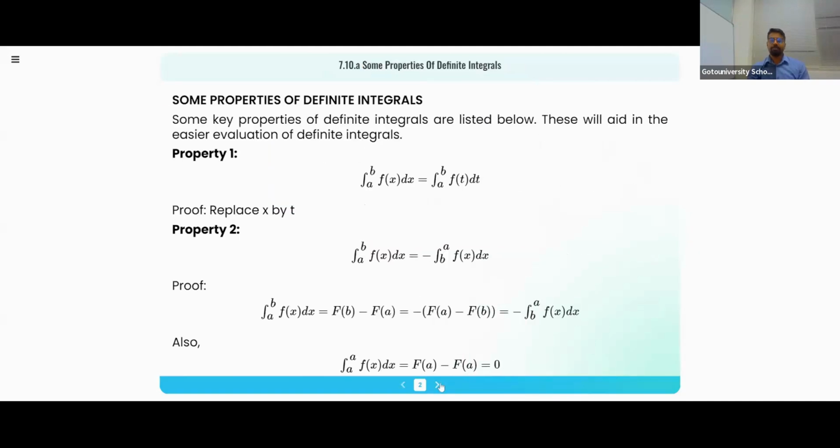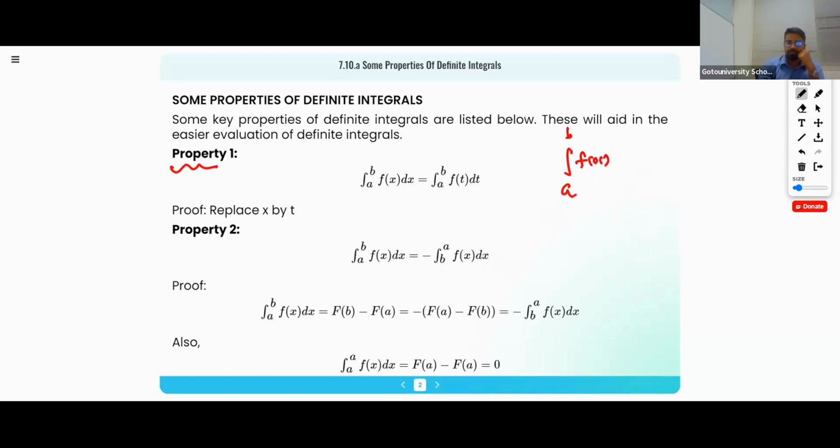These properties are going to help us in solving definite integrals. Some key properties of definite integrals are listed below. Property one: if you change the variable of integration, the value will not change. If it is a function f of x, the same function with a variable t will not change anything. It's because we are going to resubstitute the variable by the limit. So x will become a, t will also become a and b. That's why this will be the same.